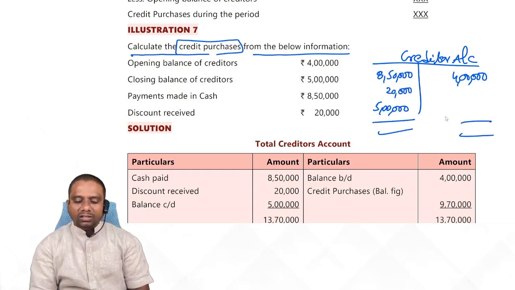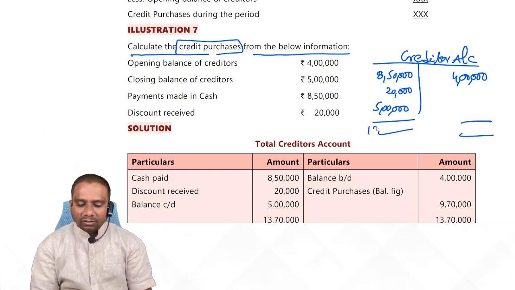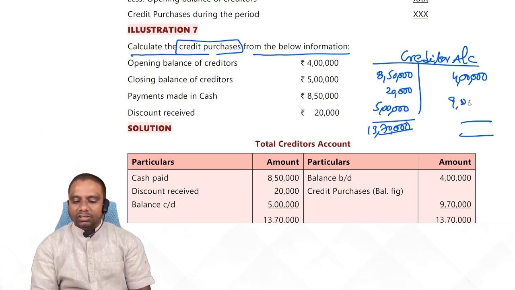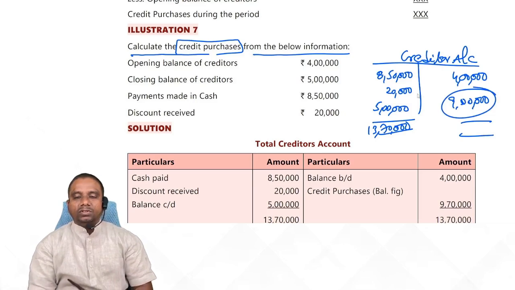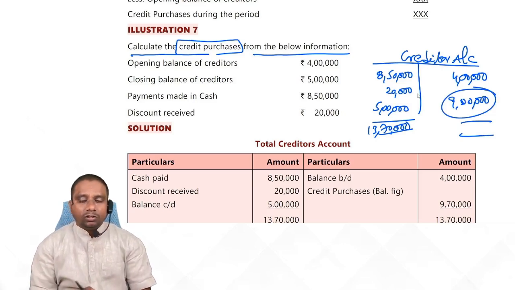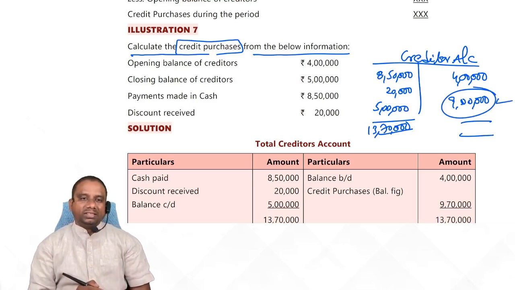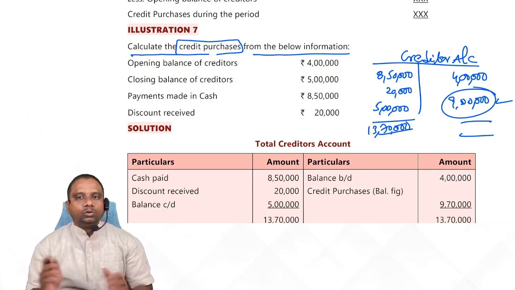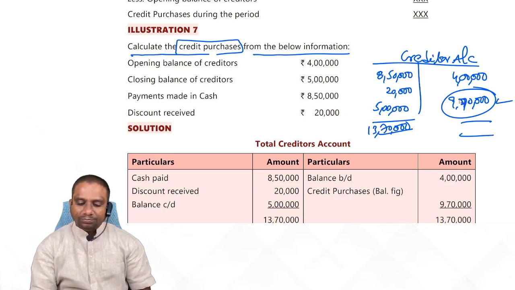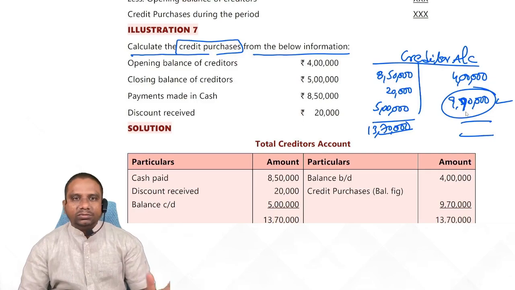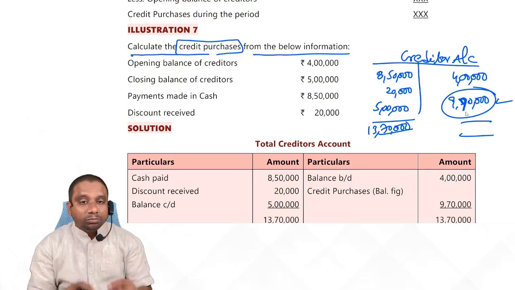Now look at the balance: 8 lakh, 5 lakh, 13 lakh, 13 lakh 70,000 minus 4 lakhs. The difference is nothing but 9 lakh 70,000. The balancing figure in the creditor account, in most cases, will be credit purchases. Yes or no, students? Sorry, 9 lakh 70. Is it clear, students? So this type of simple calculation.